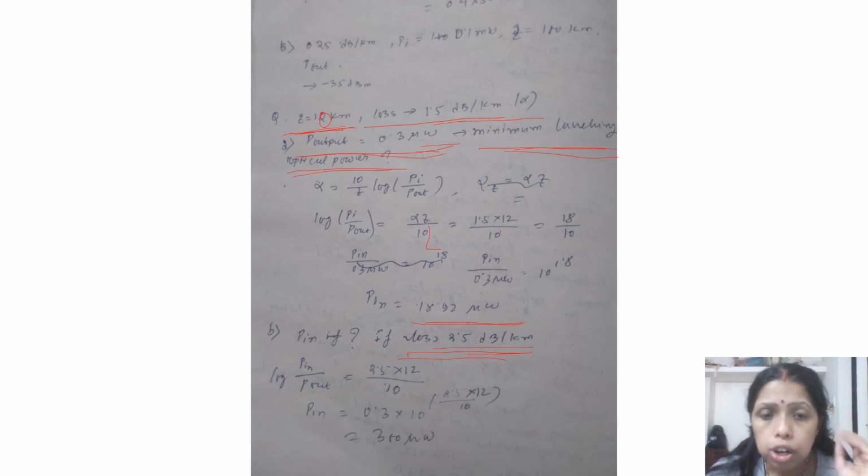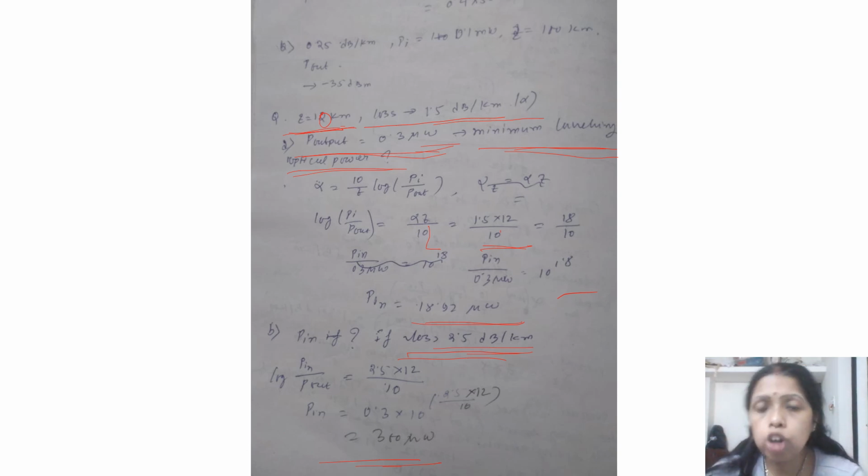Okay, so this is the calculation. Length is 12 kilometer. Here also alpha z into length by 10 is equal to log of P in by P out. 2.5 into 12, by 10, and you will get 300 microwatt. If you give 300 microwatt at the input side and get 0.3 microwatt, so much loss is there in that fiber, right? In the earlier case you got 18 microwatt and 0.3, so in both cases losses are there.